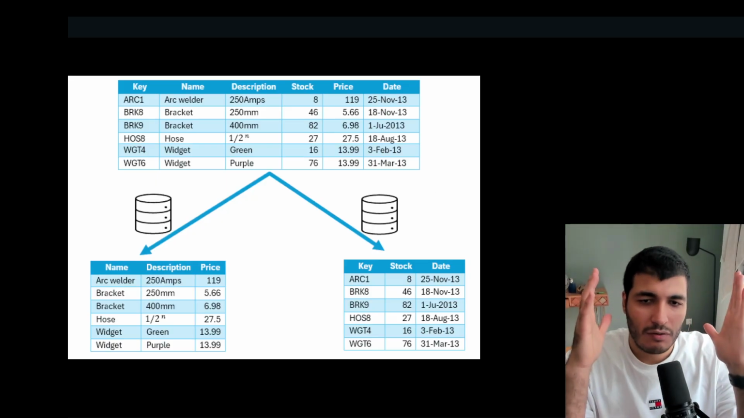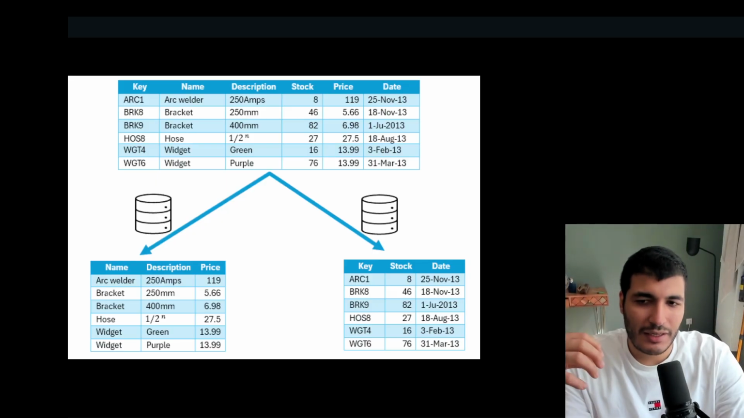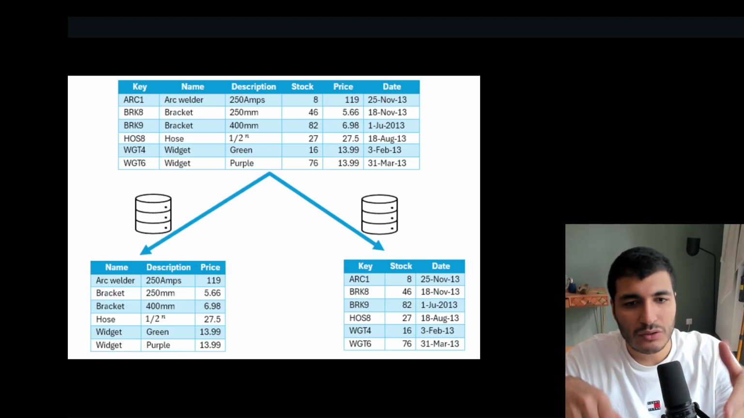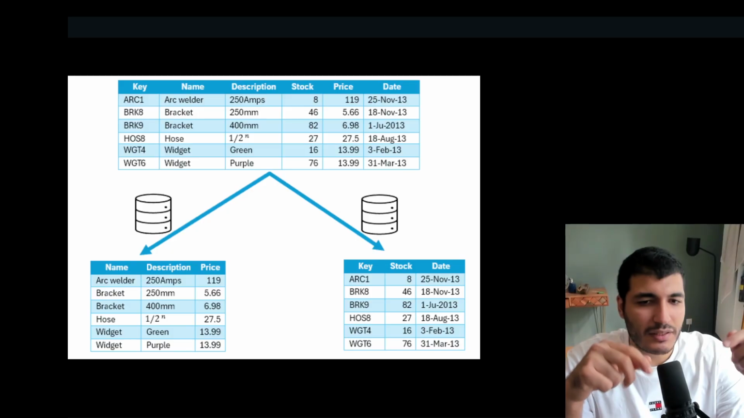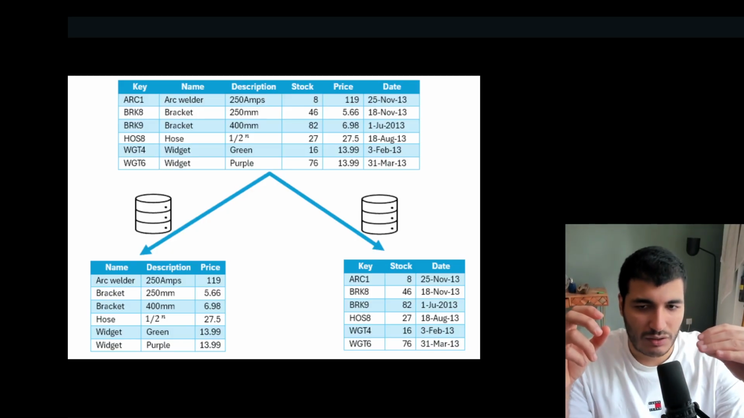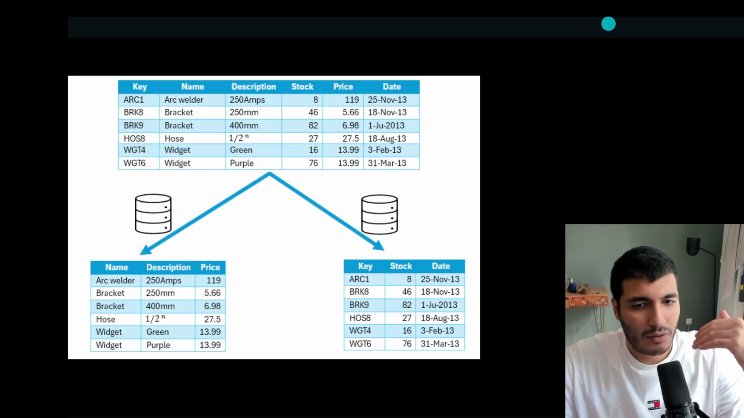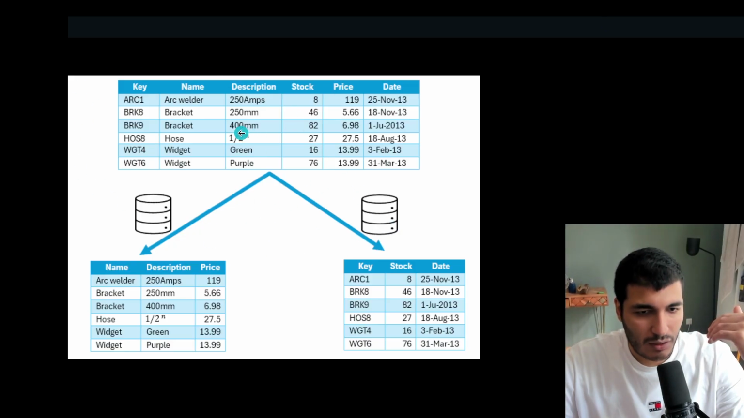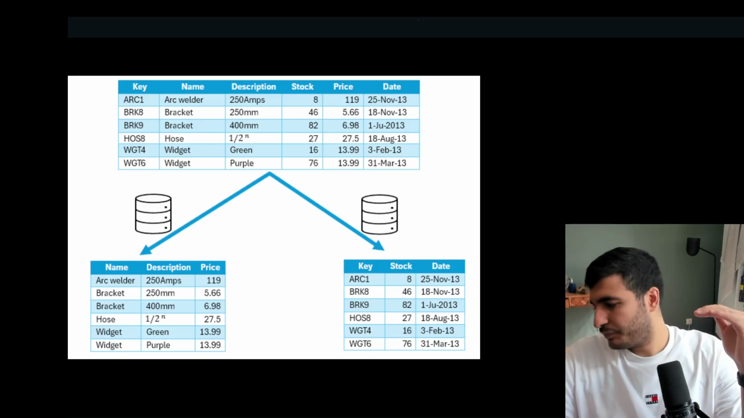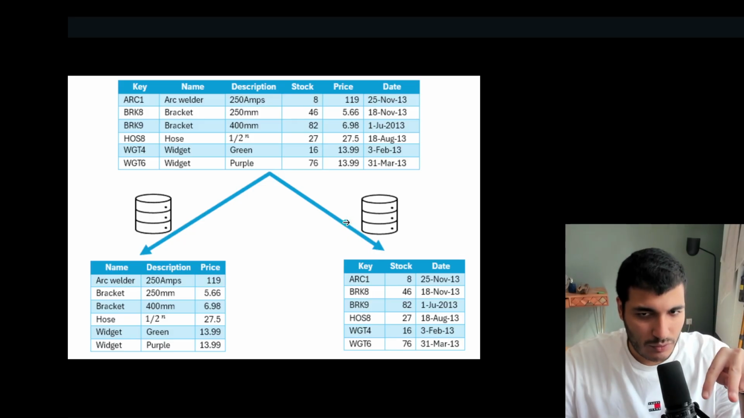Vertical partitioning is a database design technique that involves splitting a single large table into multiple smaller tables. Unlike horizontal partitioning, which divides data by rows, for example splitting customers by region, vertical partitioning divides data by columns. For example, in this example here, we have a table with a key, name, description, stock, price, and date, and we will divide this table into two tables.